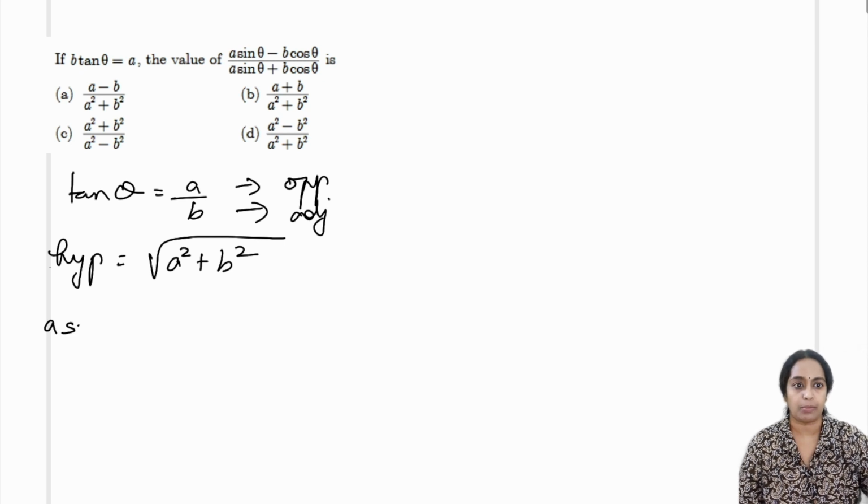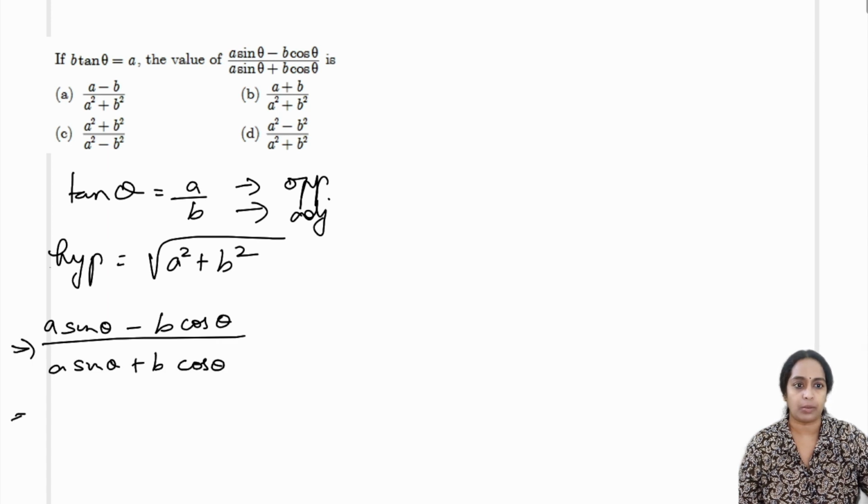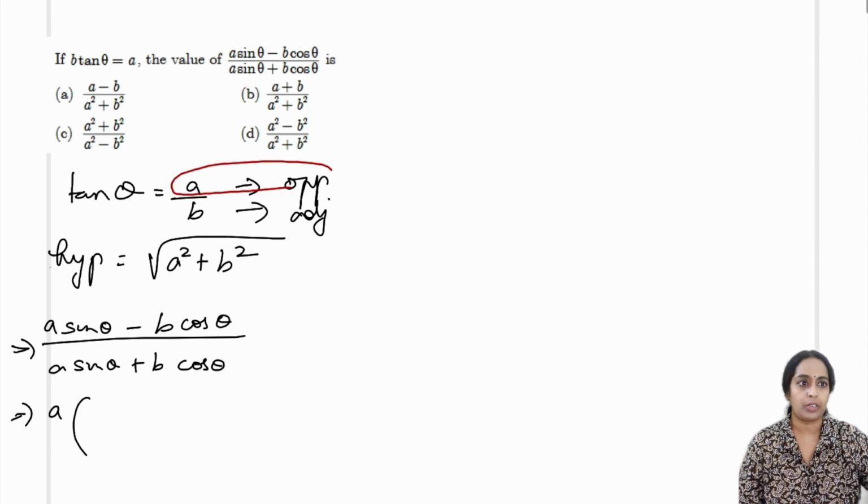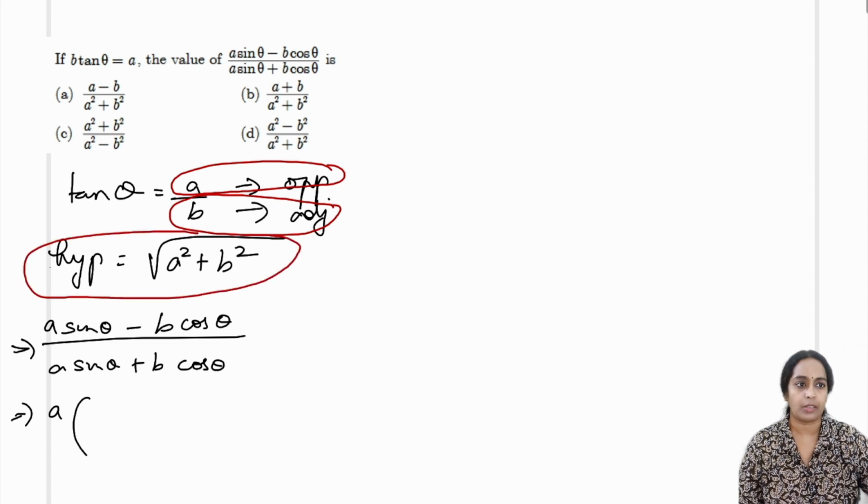So let me substitute it. A sin theta minus B cos theta divided by A sin theta plus B cos theta is the question. So sin theta is opposite by hypotenuse. So A is multiplied with the opposite side, which is A. The adjacent side is B. The hypotenuse is the square root of A square plus B square.